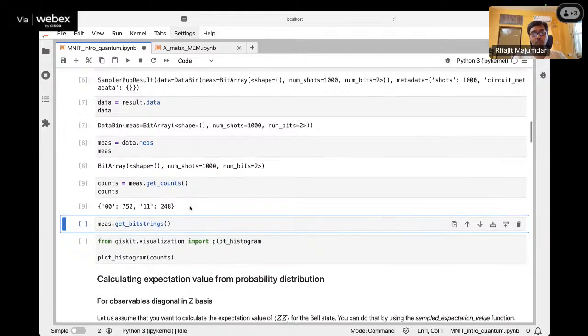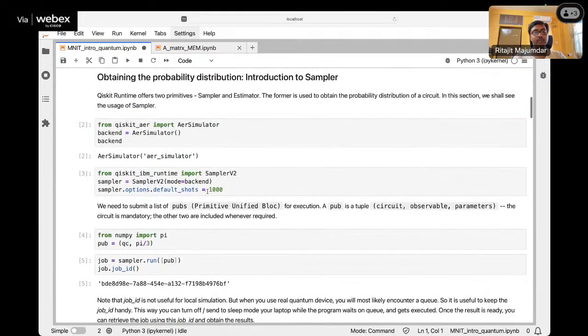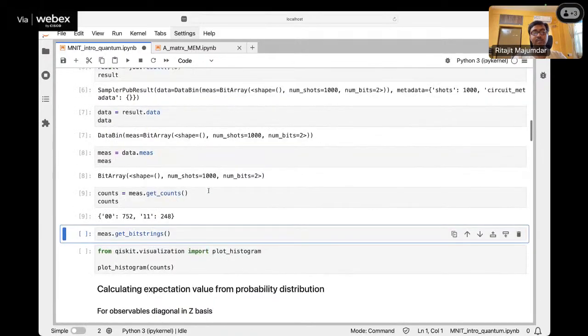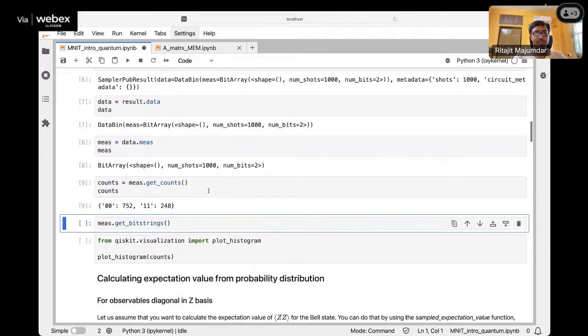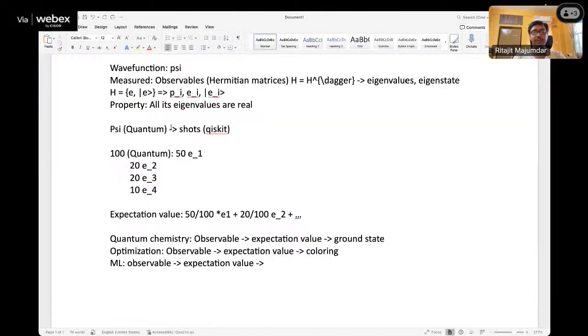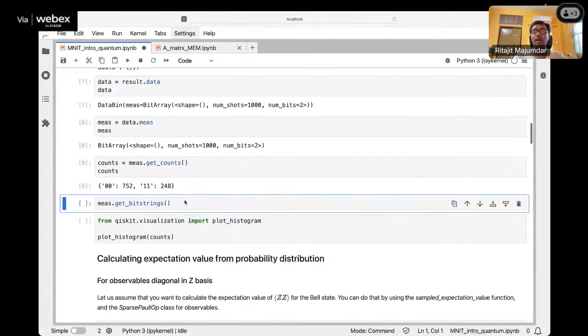If you want to know, I am trying this out with 1000 shots. That means what we just said: you prepare the circuit, you measure it, prepare, measure, and do this 1000 times. This is what shots equal to 1000 means. So each time I am getting one outcome.